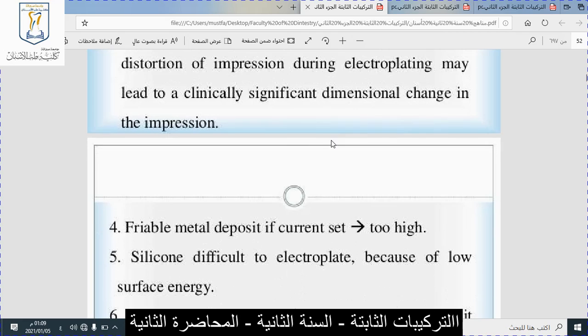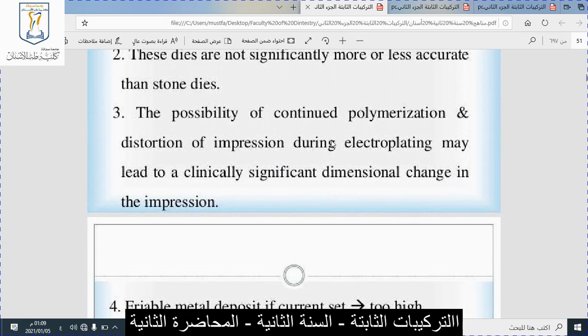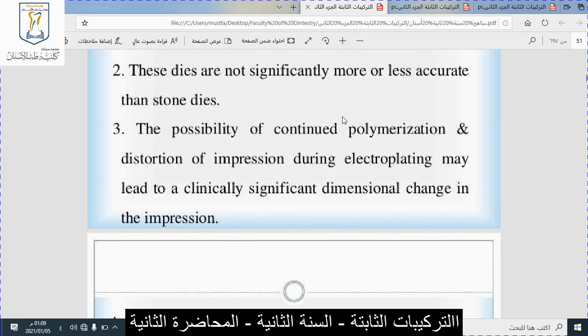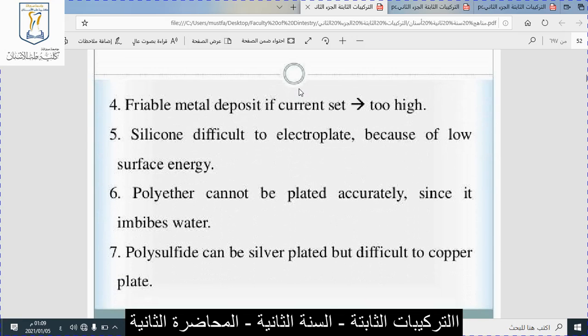diminution in the impression. Diminution in the impression, because sometimes, for example, it will take the water from the oil to take the solution, the electrolytic solution impregnated into the impression, and it will make this impression loss of it, it is dimensionally unstable.